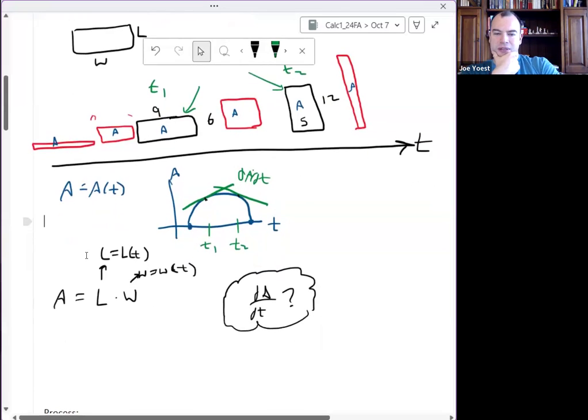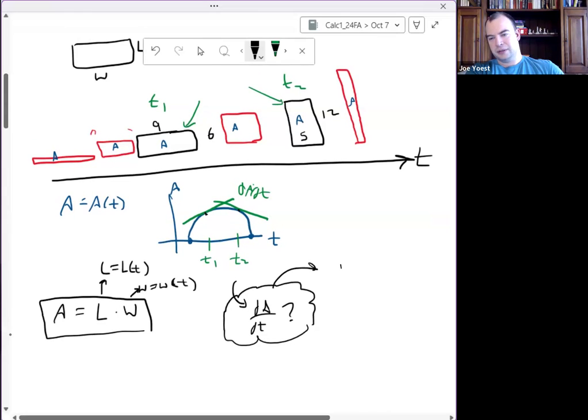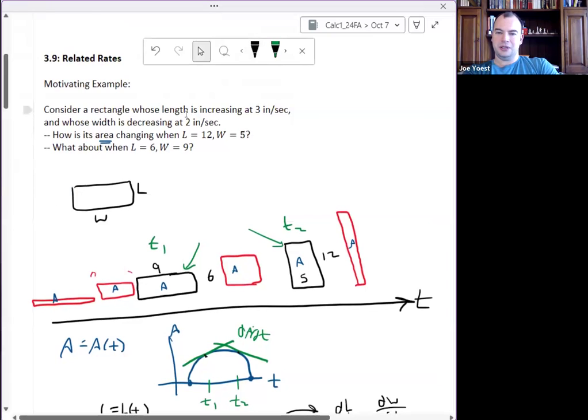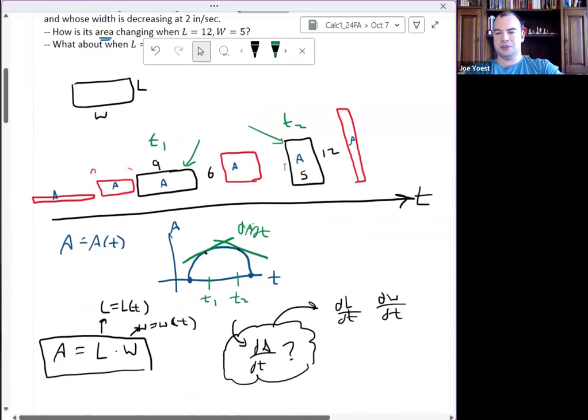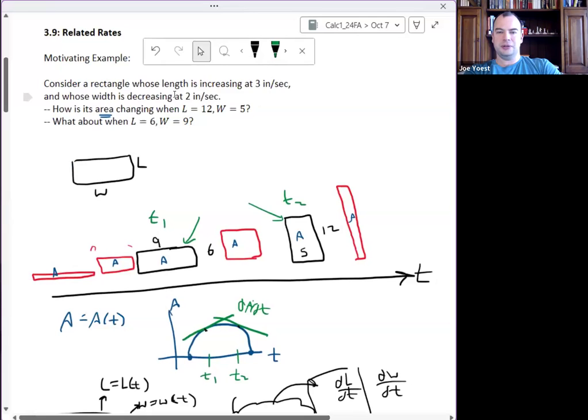Okay, so I've related the quantities in question. I want dA/dt. And I suspect that dA/dt is going to depend on dL/dt and dW/dt, where dL/dt is this rate of increase of the length, this plus 3. And dW/dt, the width is decreasing at 2 inches per second. Everything is in inches and inches per second and so on.